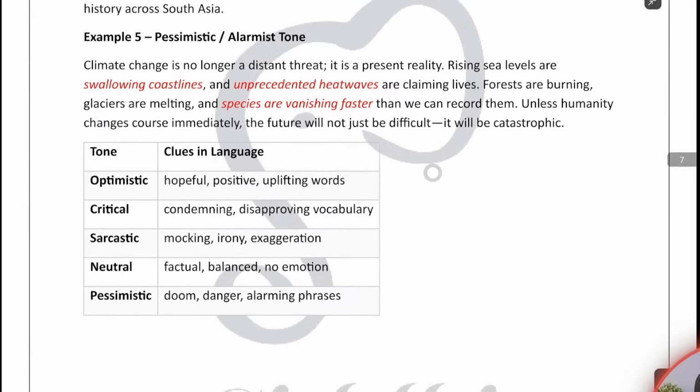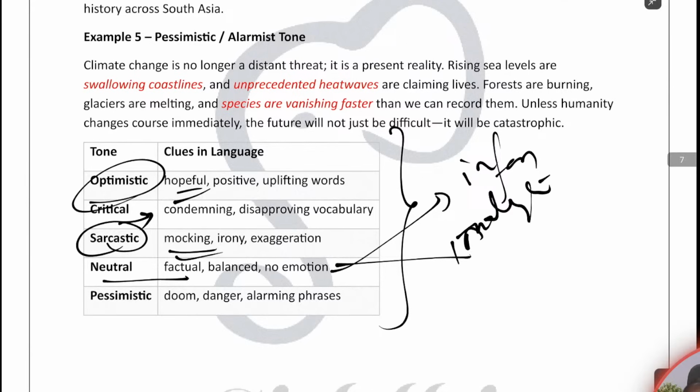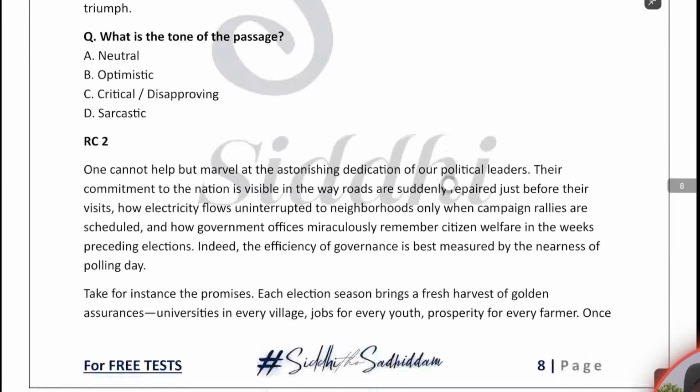Now, this is the final revision box. If you're optimistic, you will have positive words, uplifting, mood-lifting words, words that radiate and give a lot of confidence. If it is critical, you will disapprove, you will criticize, you will comment. If it is sarcastic, you will mock. Neutral is completely balanced. In neutral, you will have informative, you can have analytical. They are neutral in nature, and pessimistic always says that there is a lot of danger involved, and there is a lot of damage that is going to happen, etc. So this is about the tones of the RC.